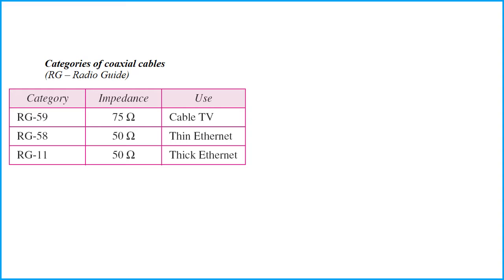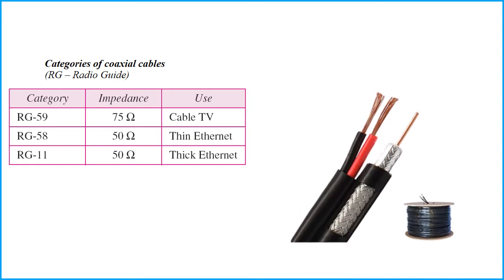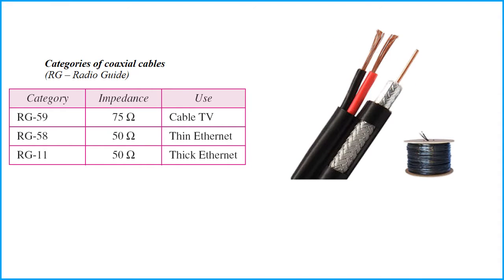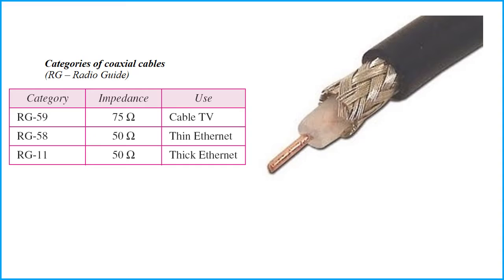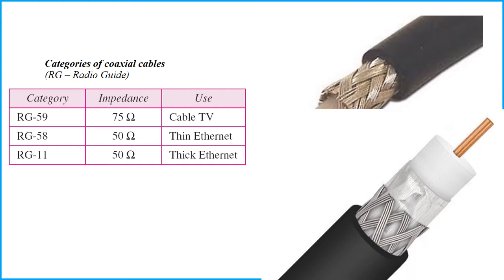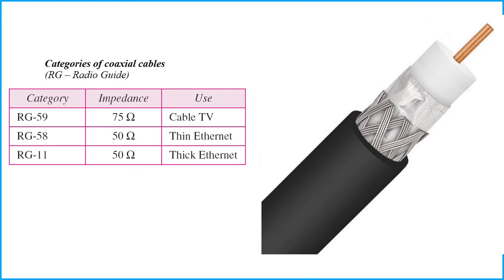Here we are seeing the categories of coaxial cable. The categories are named as RG, which is nothing but the radio guide. There are three different categories available in the market. The first one is RG59, which is commonly used for cable television. The second category is RG58, which is used in thin Ethernet, whereas the third category is RG11, which is used in thick Ethernet applications.